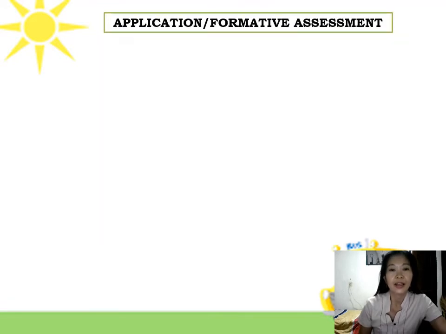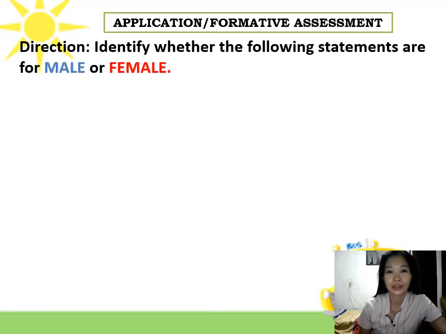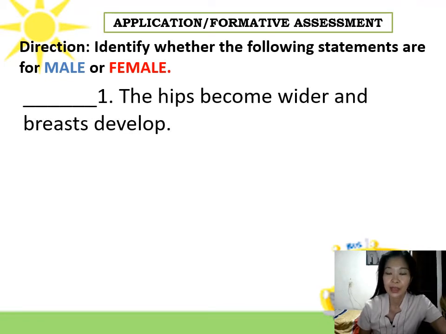Good job, kids. Now let us proceed to your exercises. You may now get your show-me board and whiteboard marker. You're going to write the correct answer. Tell whether the following statements are for female or for male. Are you ready? Okay, very good. So number one, the hips become wider and breasts develop. Is it for male or for female? So you write your answer on your show-me board.